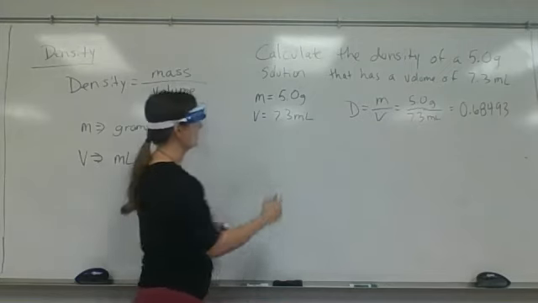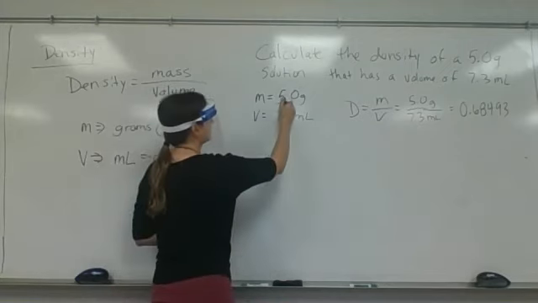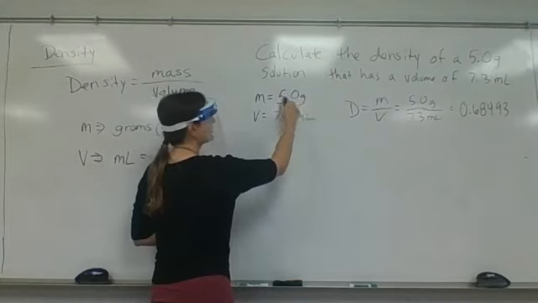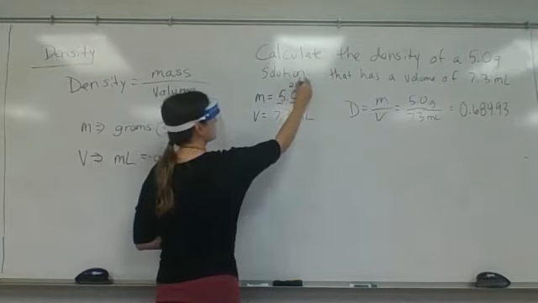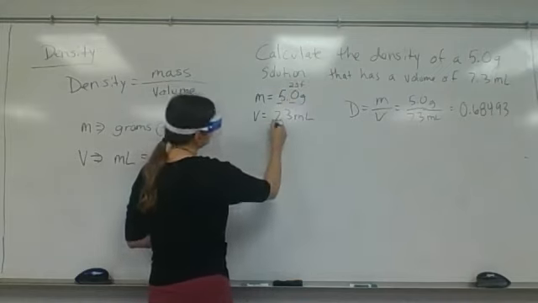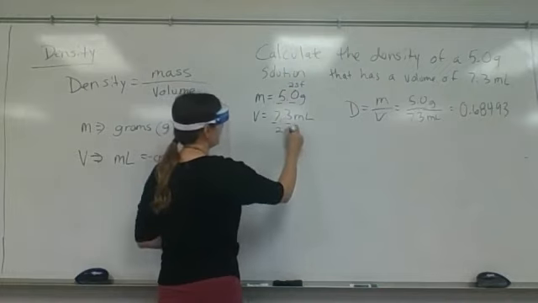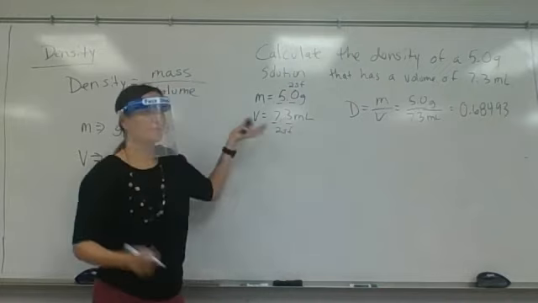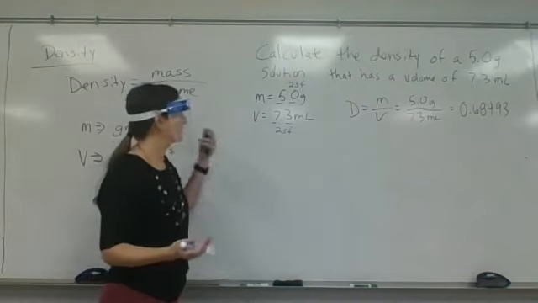So how many total sig figs in the mass? 2. The 0 counts because of the decimal. Okay, so there's 2. How about volume? Also 2, there's no zeros. So you pick the smallest, but they're the same this time, so it's going to be 2 sig figs.